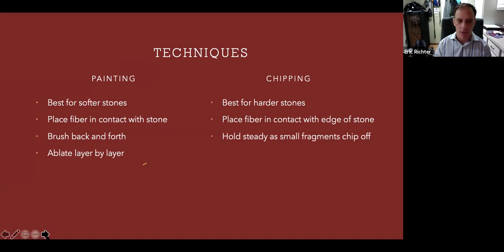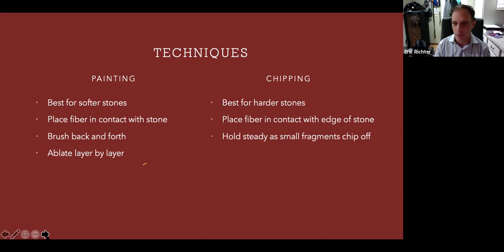And initially it can seem time consuming because you're going slowly, but in the end it really does save time, because if you can have fewer fragments that are 3 or 4 millimeters that you either have to basket or then reduce in size, it ultimately saves you time.